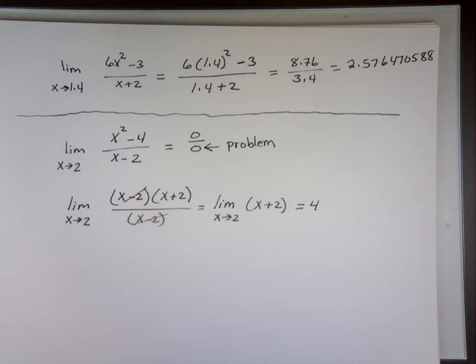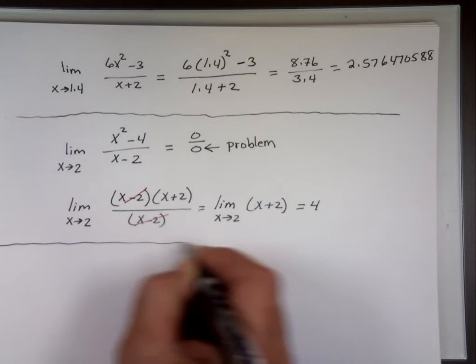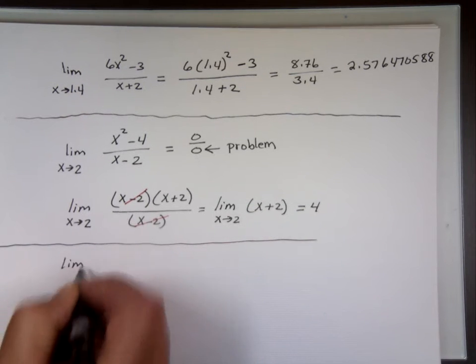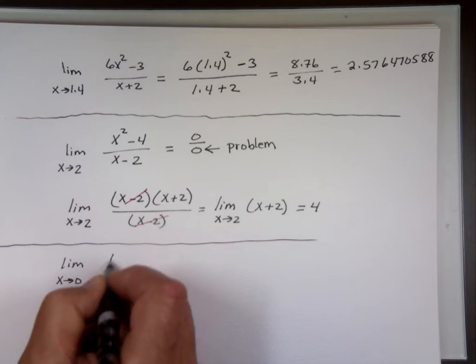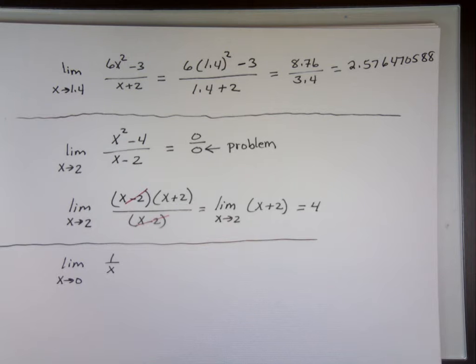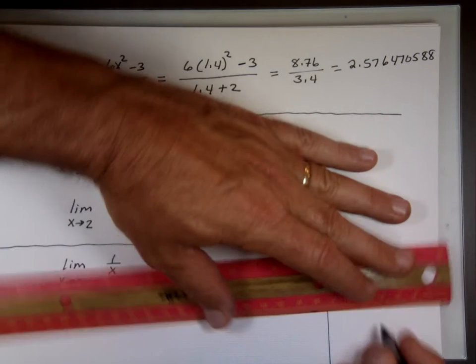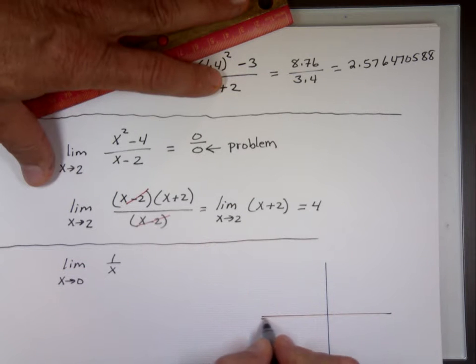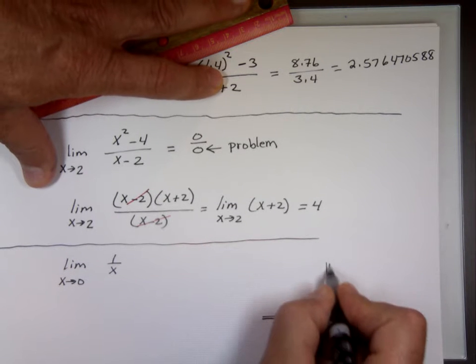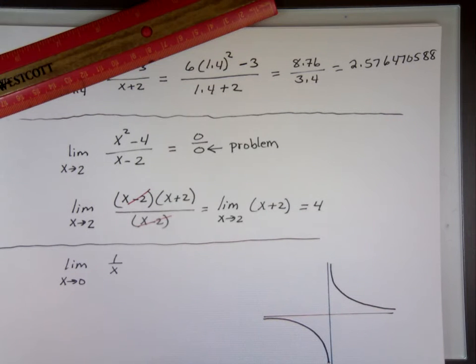If you try everything and nothing's working out, because sometimes you have a problem where nothing really is working out, you have to go to the table. Like this one. The limit as x approaches 0 of 1 over x. There is nothing I can do to simplify that problem. Nothing. So I'll go to the table, or I will graph it. If I go and graph it on my calculator, it will look like this. Or I'll do the table, either way.